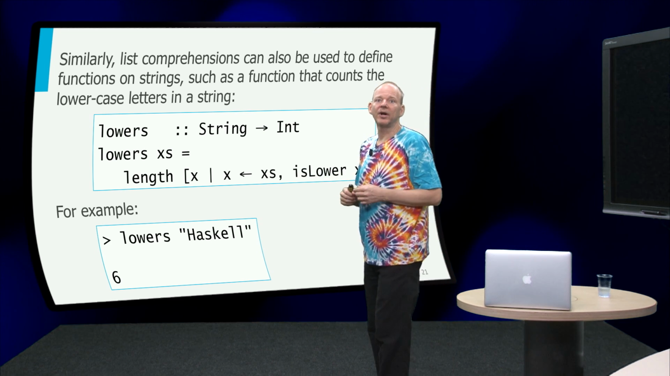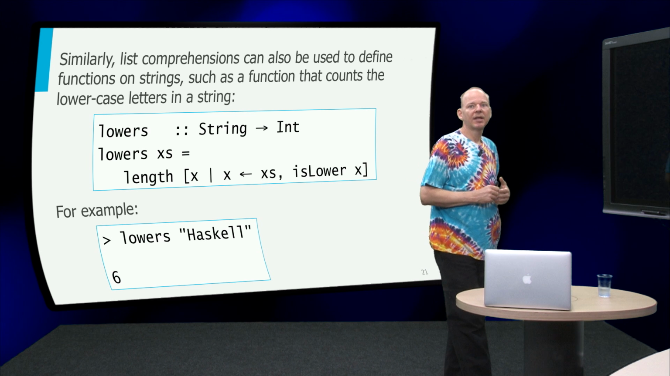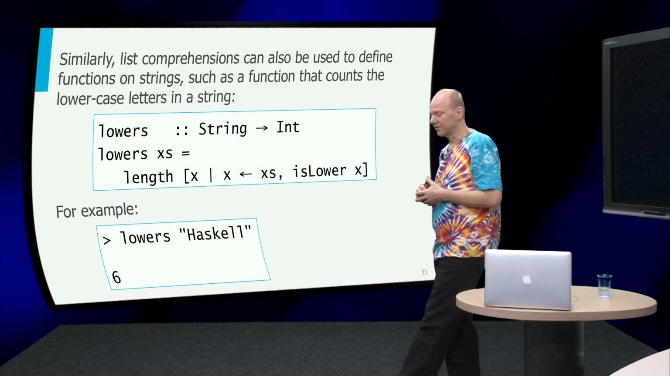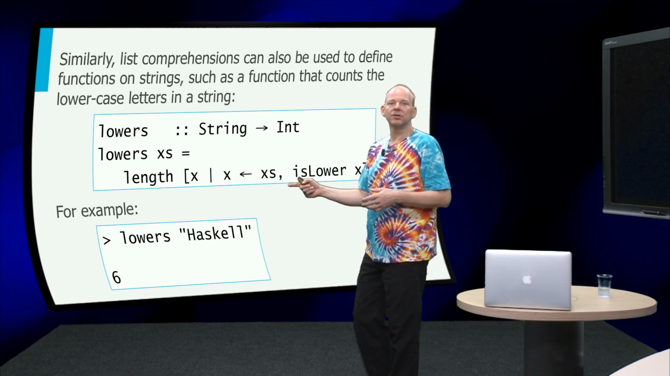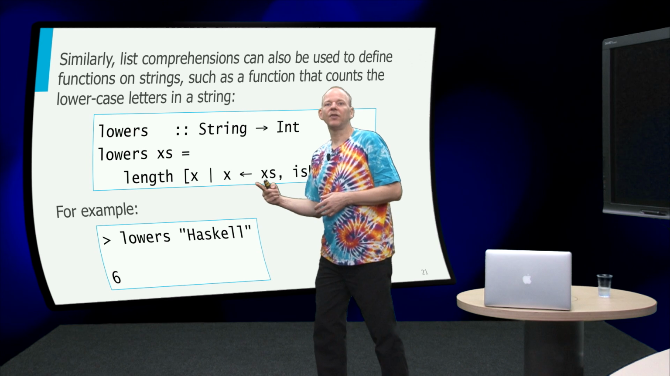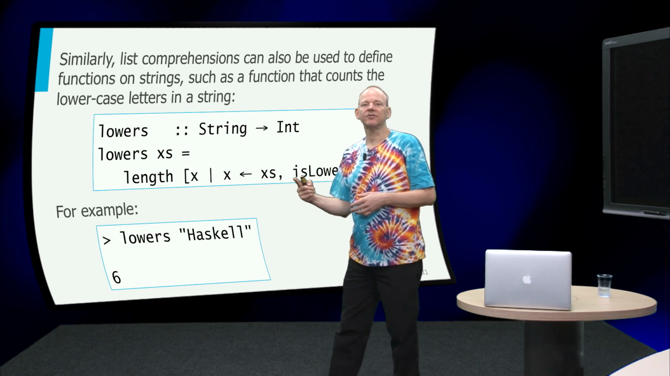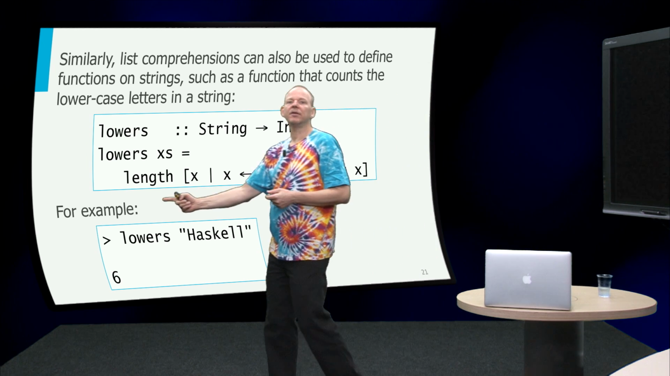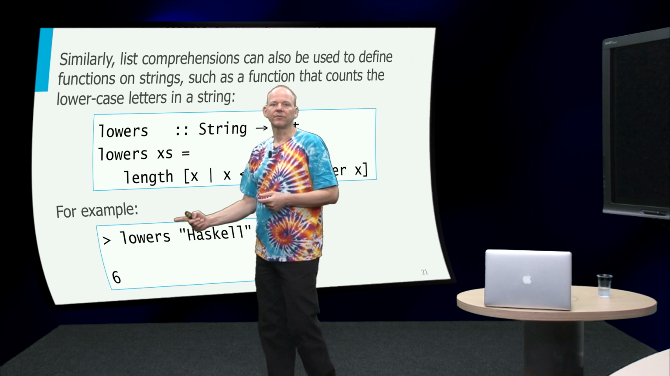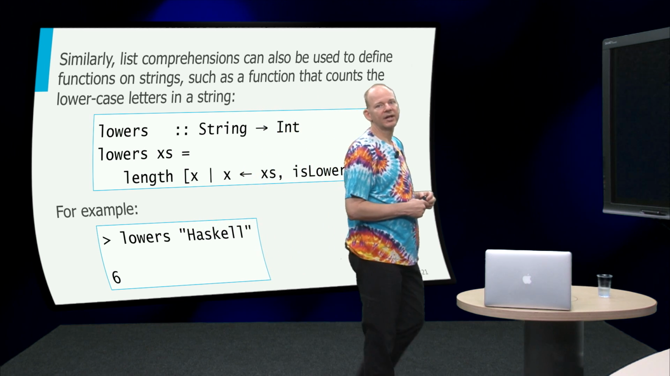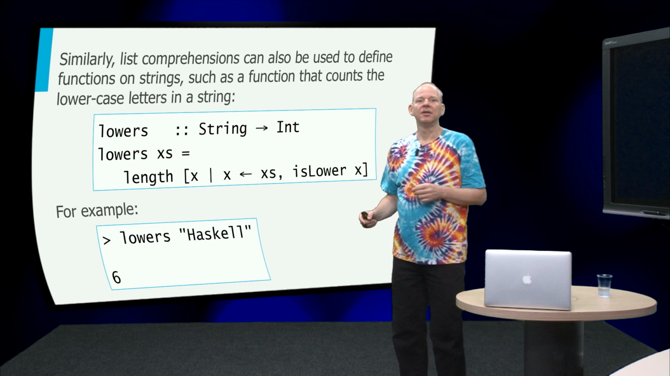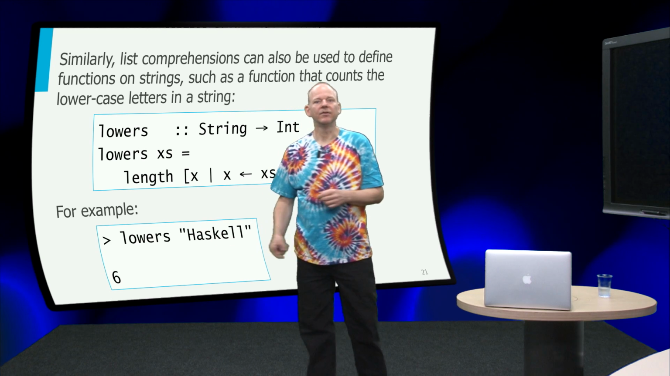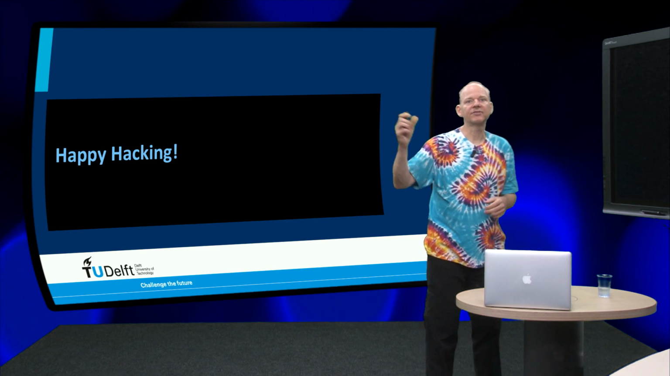Here's an example where we can count the number of lowercase characters in a string. So what we do is we say, give me all the characters x in a string xs, filter out all the ones that are lowercase, and then compute the length. So for example, if we count the number of lowercase characters in the string Haskell, we see that there are 6, 2, 4, 6, and then the first character is an uppercase symbol.